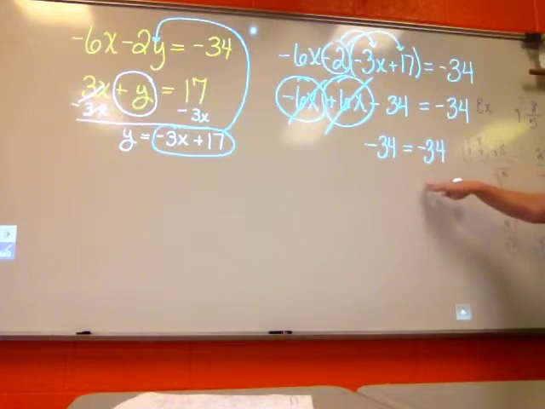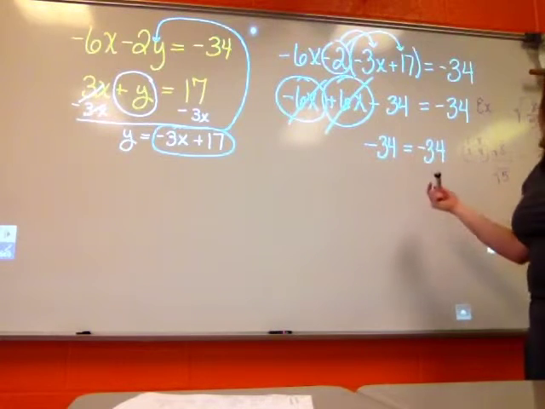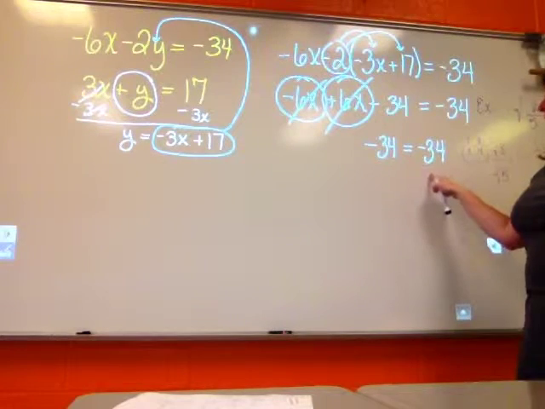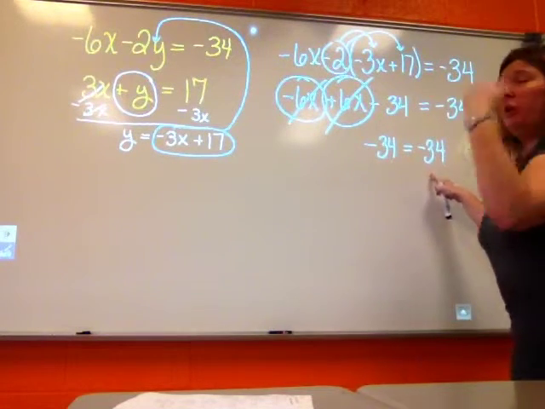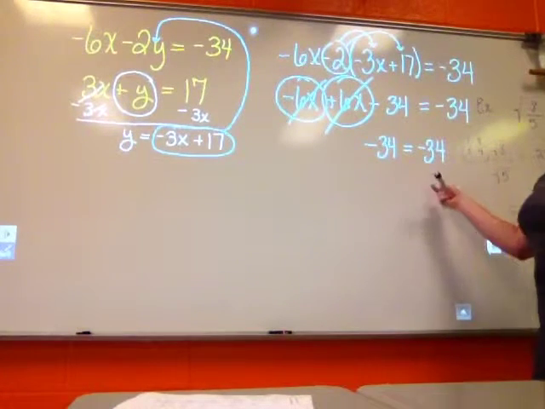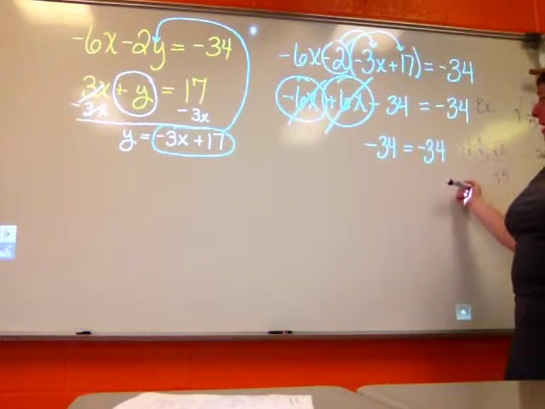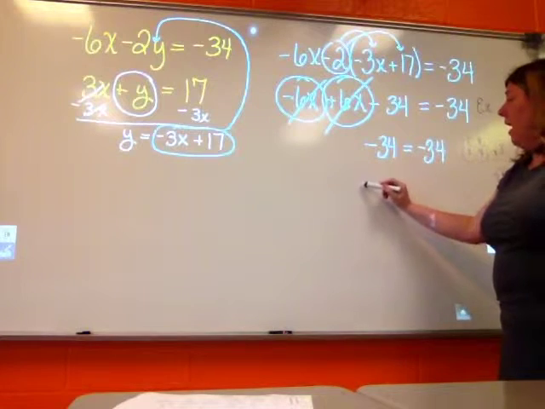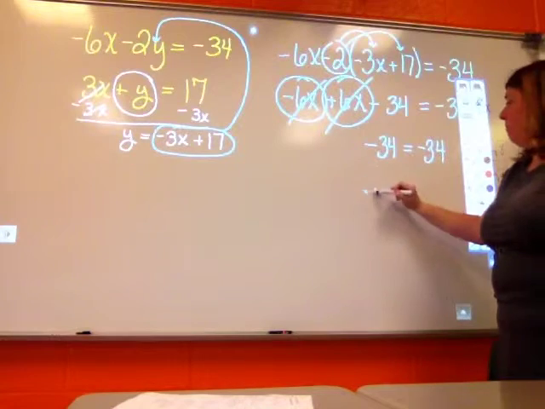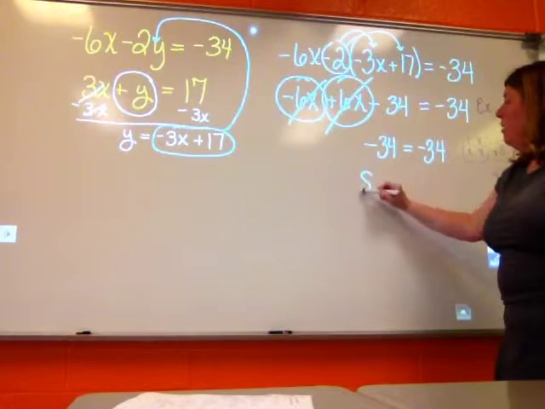So is a negative 34 equal to a negative 34? Well, yeah, those are the same number. That's a true statement. So this is okay. If I'm in the whole negative 34 and you're in the whole negative 34, we're equal. Okay? So this is a true statement. And when we have a true statement, that means that you have the same line.